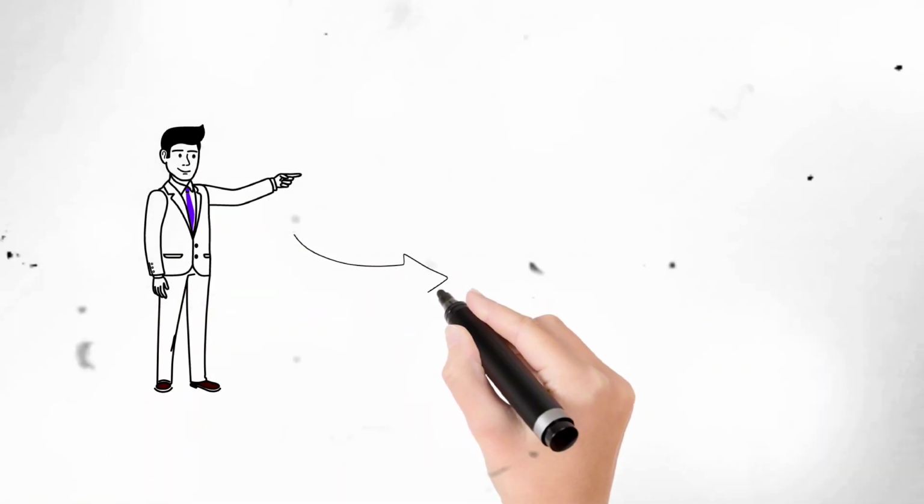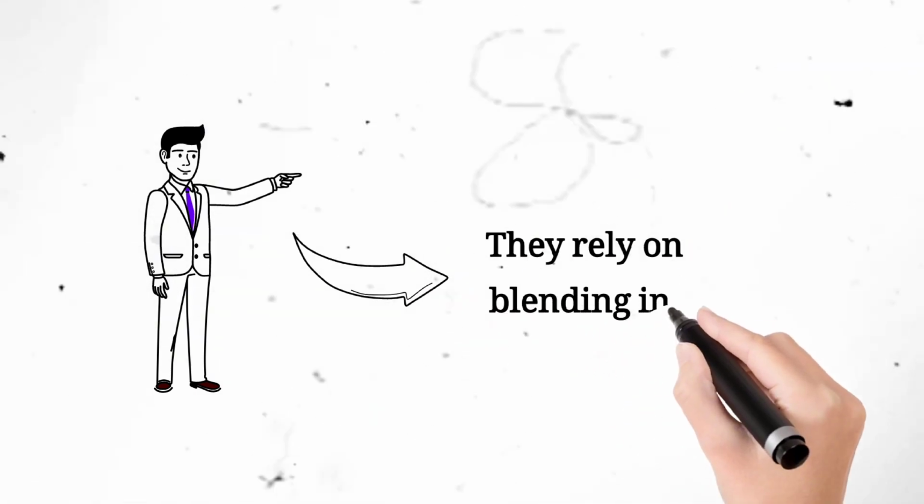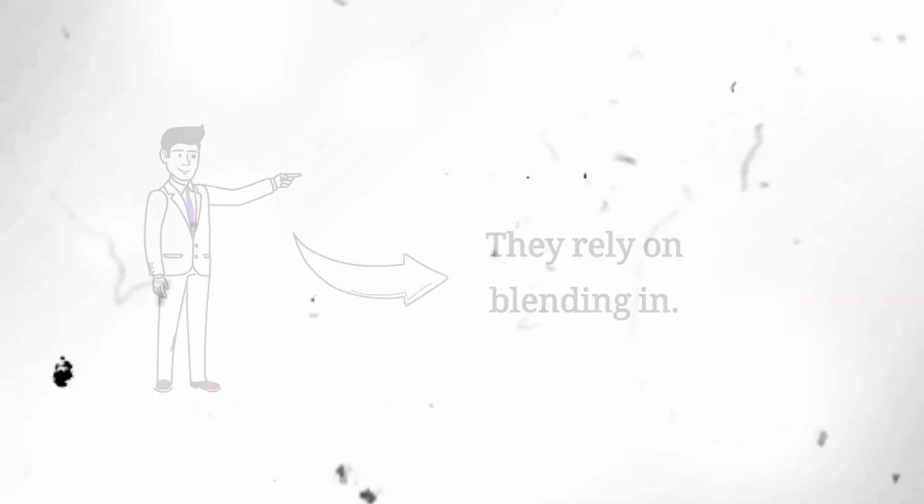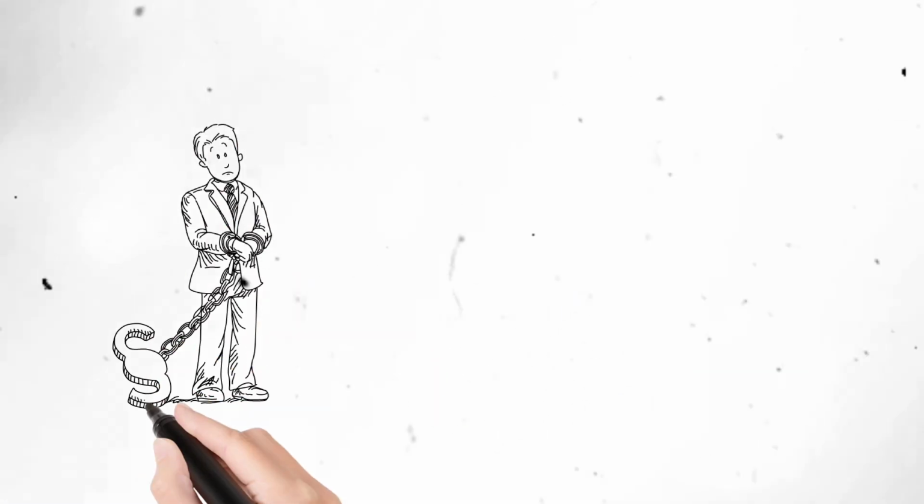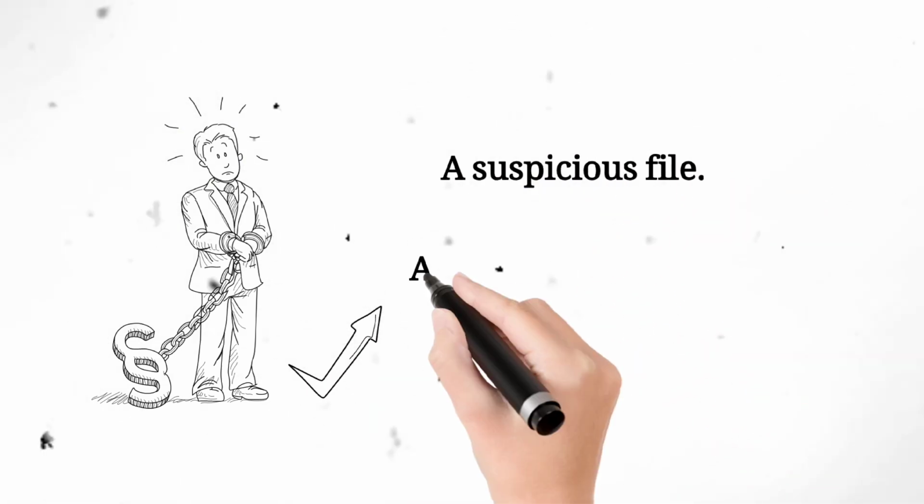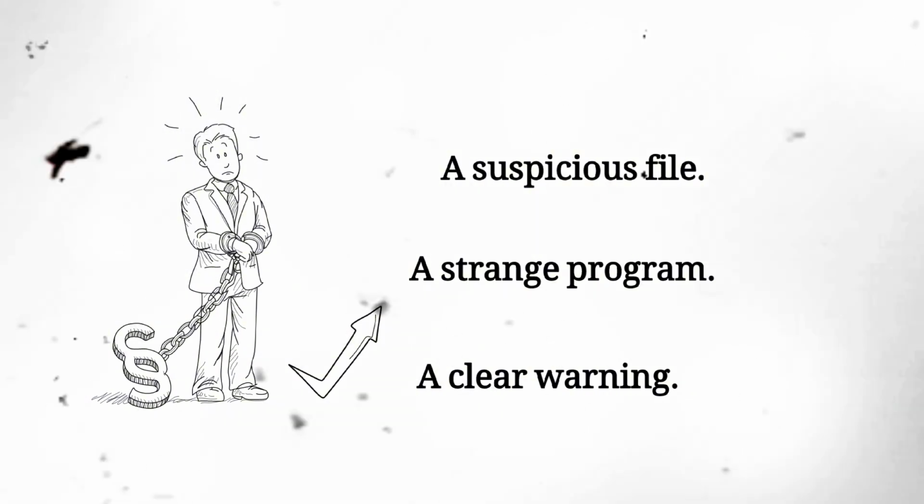Now, here's the key thing connecting all these techniques. They don't rely on breaking your system. They rely on blending in. No loud activity, no obvious signs, just quiet execution using trusted components. And that's why they're effective, because most people, and even some security systems, are looking for something obvious. A suspicious file, a strange program, a clear warning. But these attacks don't behave that way. They operate in the background, right inside the system's normal behavior.